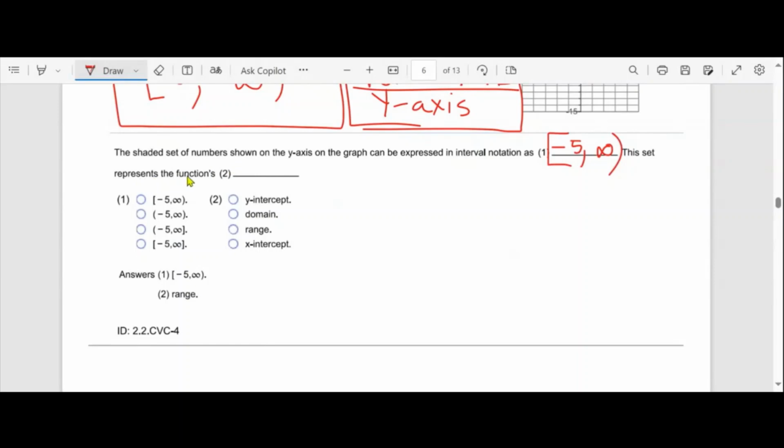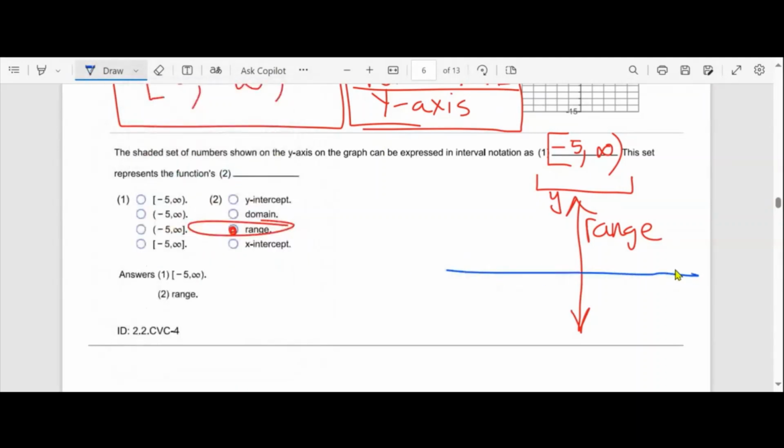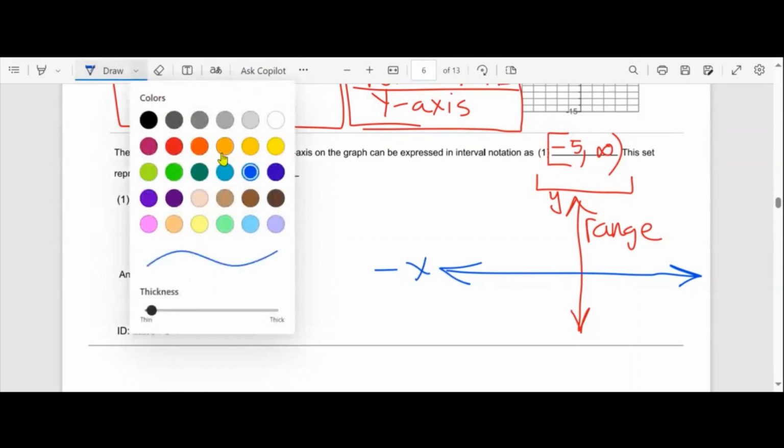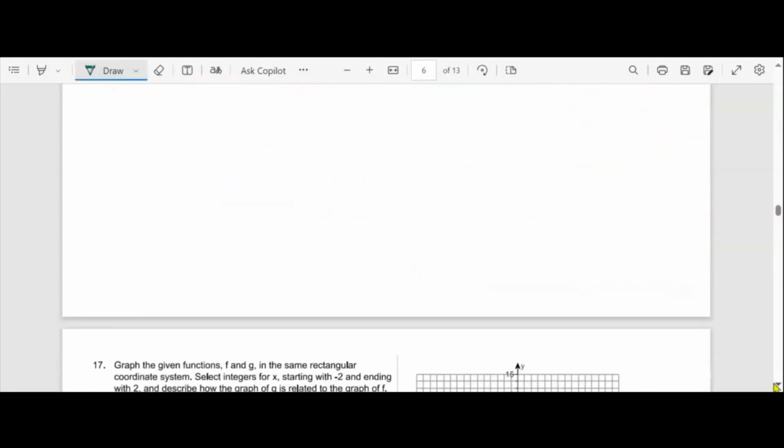And what else? That represents the function what? Y-intercepts. No, it's not y-intercept. If you're looking for y, this is always the what? The range. Oh, okay. If you're looking at the x, then you're looking for the domain. Exactly. Is this clear? Yalla, next question.